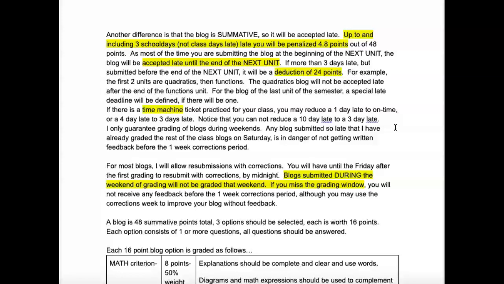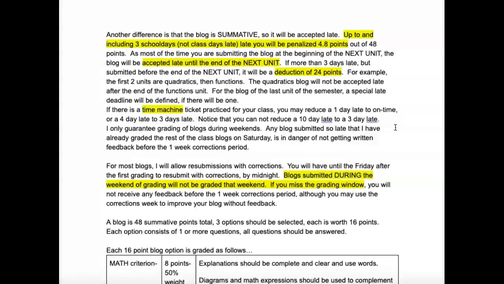Even if it's more than 3 days late, you can still turn it in late as long as the next unit has not finished, okay? So I don't think that 2 or 3 weeks late should be exceeded, okay? And so if we've already started the next unit, then I'm not going to accept it anymore, okay? Now if you do turn it in more than 3 school days late, it's going to be a deduction of 24 points off the top.